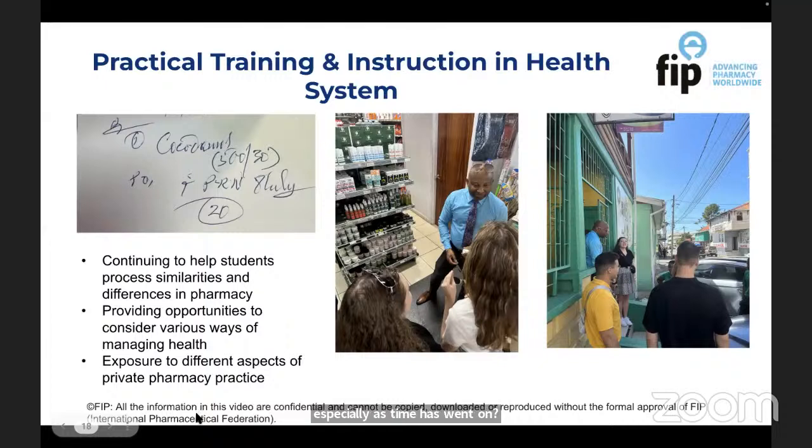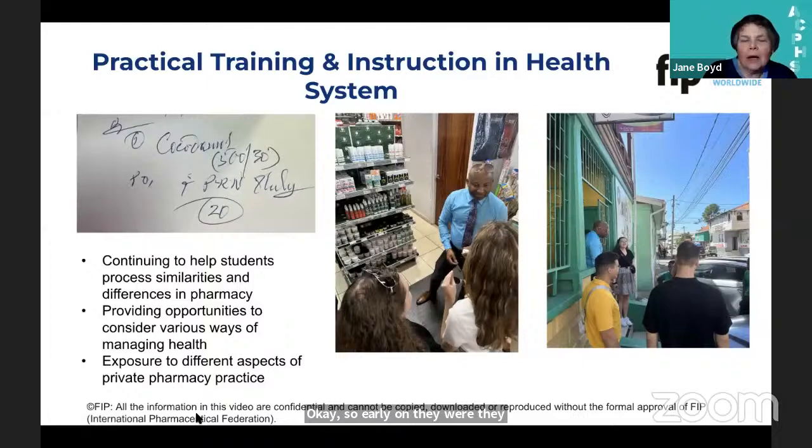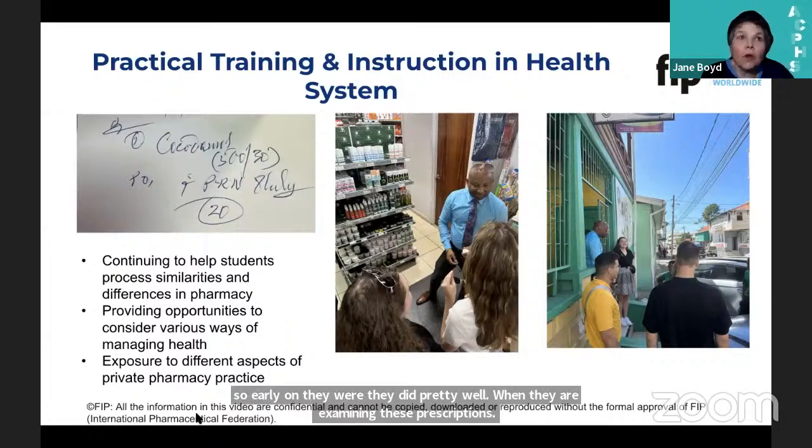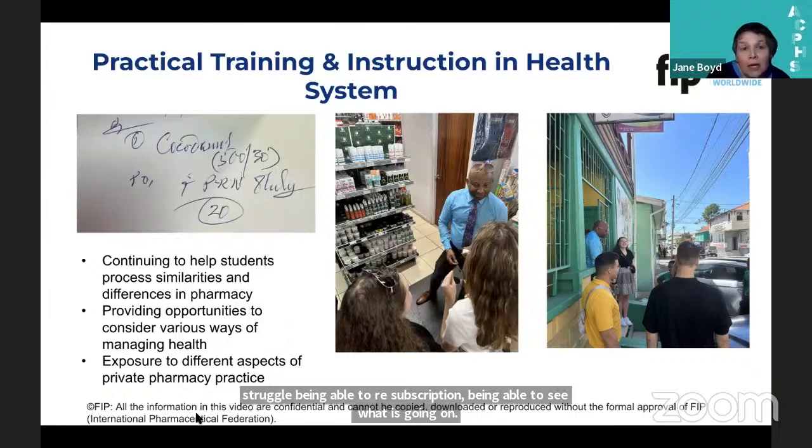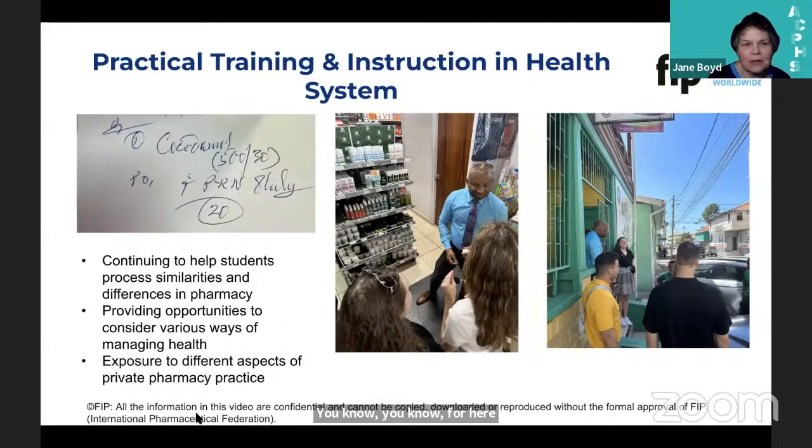Okay, so early on, they did pretty well when they were examining these prescriptions. However, as we get to later days, because we're digitalized in the United States and everything is electronically sent to the pharmacies, they actually struggle being able to read the prescription, being able to see what is going on. My best way to look at it is if it looks like a 500 milligram dosage of a medication, and they're to take one as needed every 8 hours.